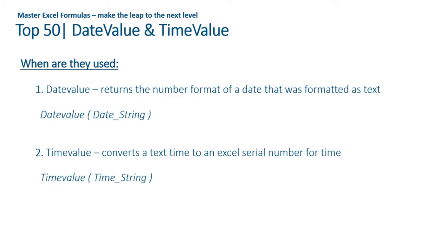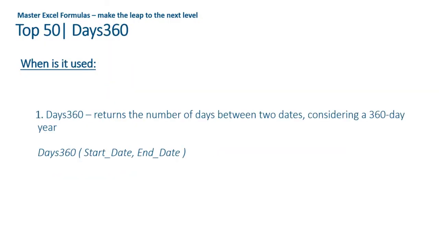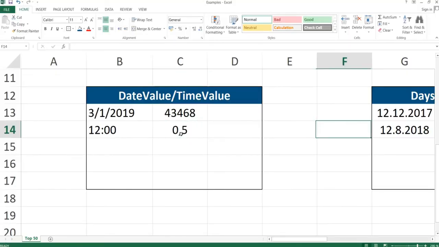Okay, so back to the presentation. The next formula is days 360. This is actually a very useful formula, because it gives you the number of days between two dates. Okay, and it considers a 360 day year. We start with the start date, and after that end with the end date. The example is here as well.